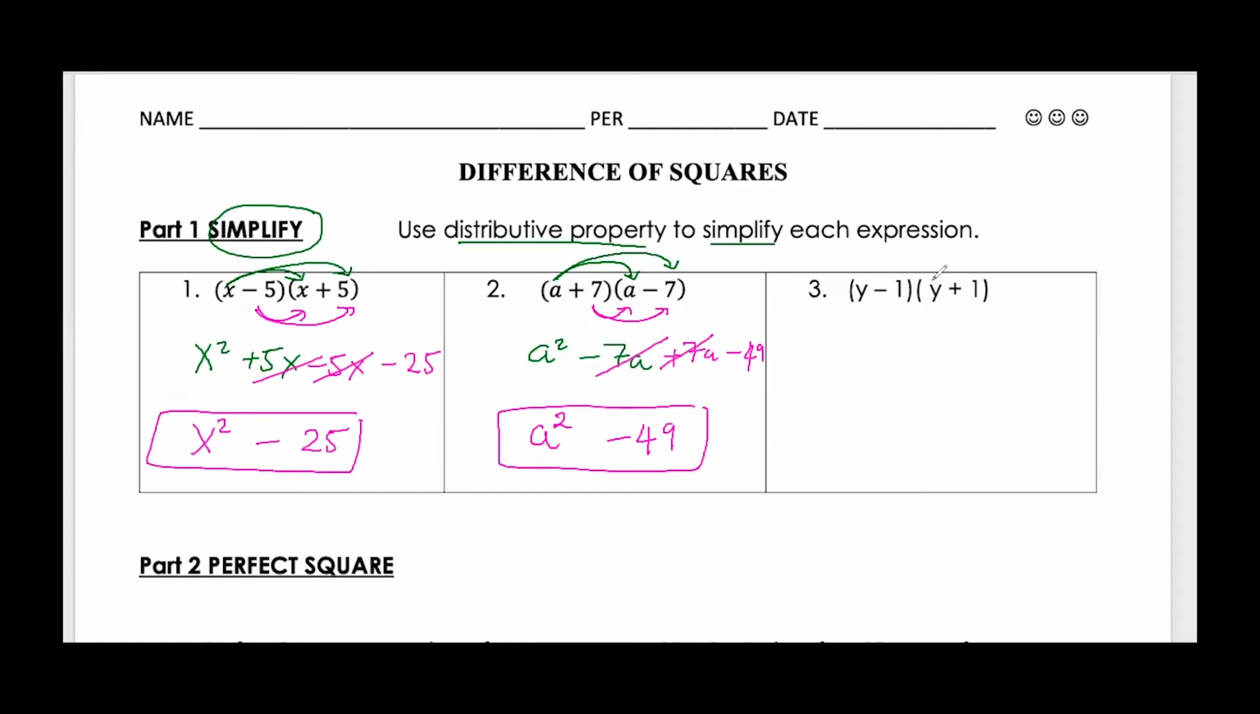So why don't I try? It's going to be y times y, which is y squared. It's always going to be a subtraction, as you see, because positive 7 times negative 7 gives you negative 49. Negative 5 times positive 5, a negative times a positive gives you a negative answer. So negative 1 times positive 1, negative 1. Okay. So here we go. Without even doing the middle part right here, I can already write the conclusion.